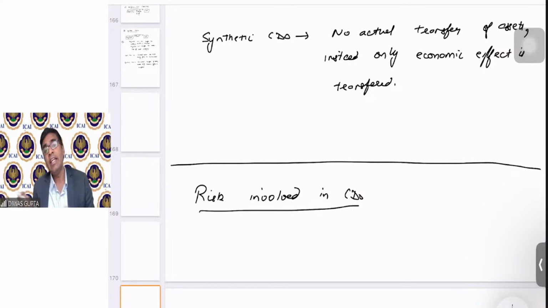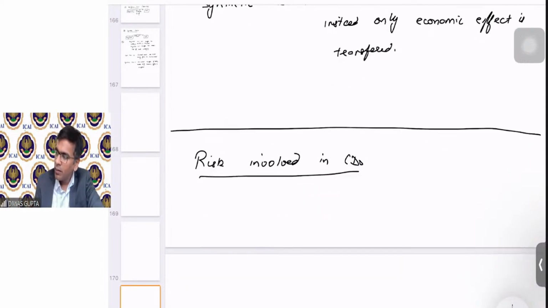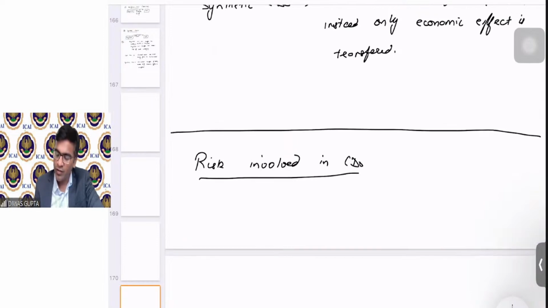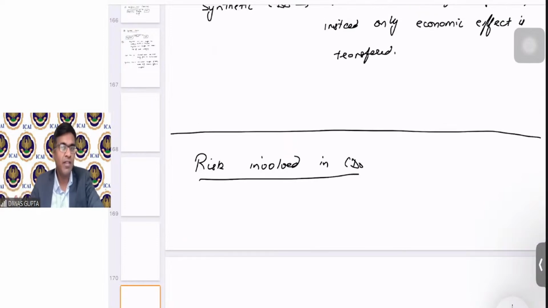Now, even in CDOs, there are some risks involved, right? If someone is investing in CDOs, what were the CDOs? The three different tranches that we had: senior, mezzanine, and equity. So what are the risks? First one, there is a default risk. Okay, in case of default risk, we also call it credit risk, right?